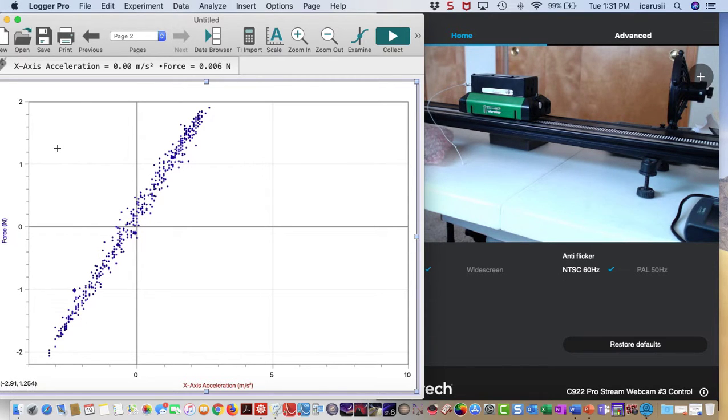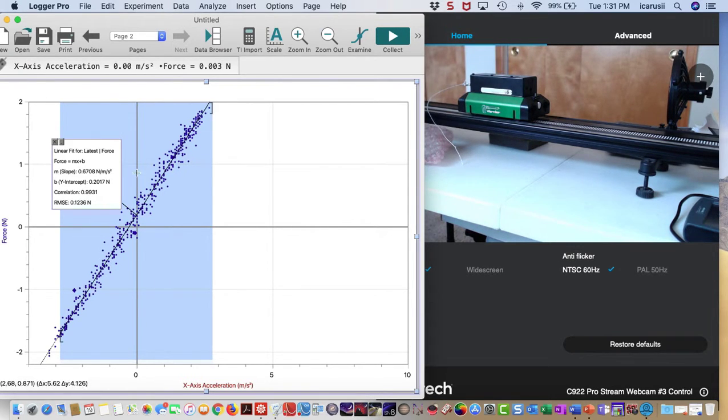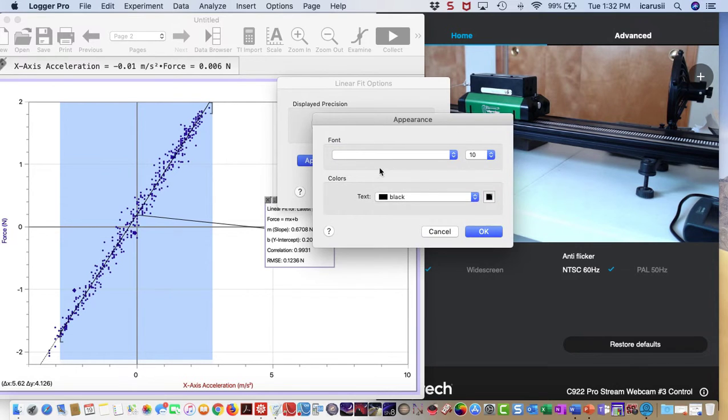And if I do a data curve, force is y, acceleration is x. If I go ahead and do the linear fit on this data, you can see everything fits in there. And here's my first data point, 0.6708. Let's blow this up a little bit so you can see it.